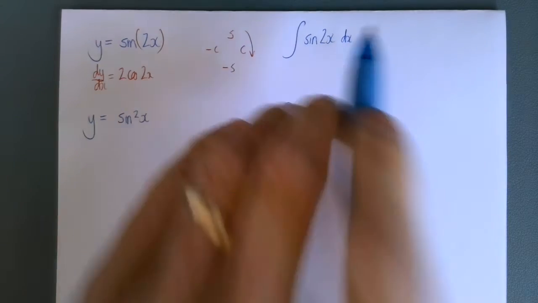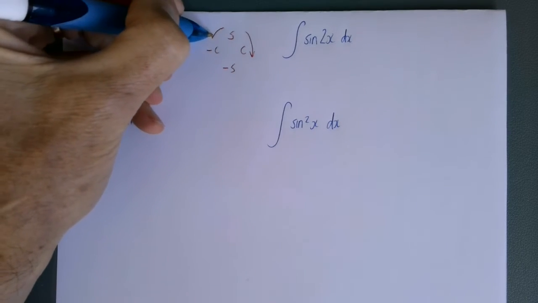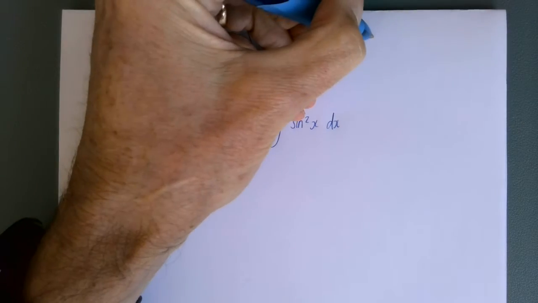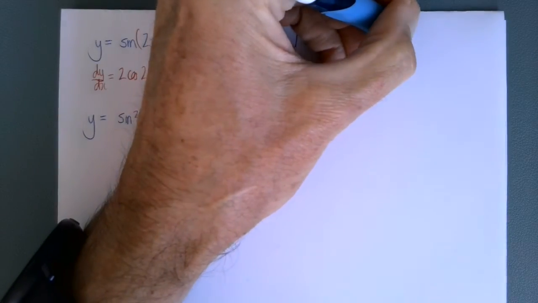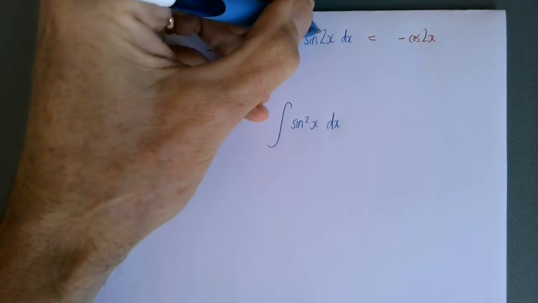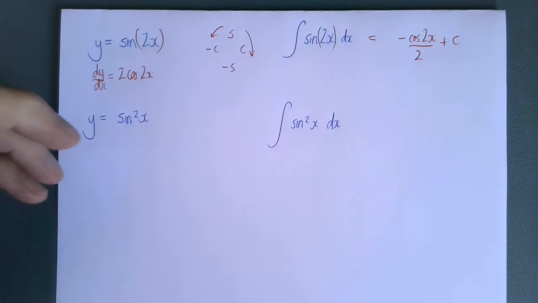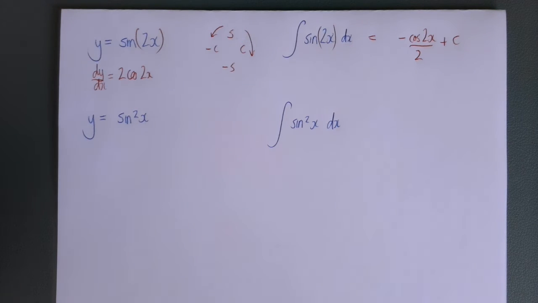And I can integrate sine 2x as well, because I just reverse the flow, so sine becomes minus cos. So that becomes minus cos of 2x divided by what you get when you differentiate that, which is 2, plus c, and you might choose to write that as minus a half of cos 2x.